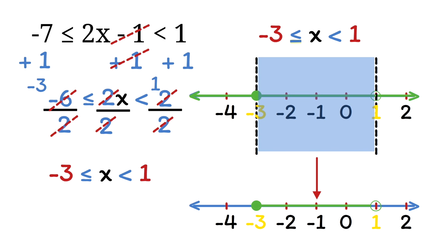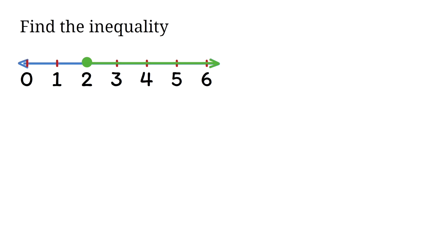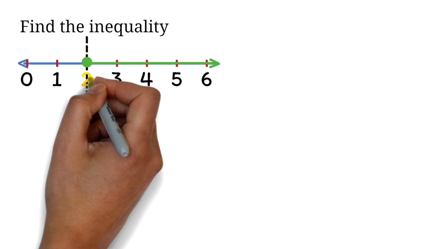Now let's take a look at an example where we find the inequality from a graph on the number line. Find the inequality shown by the graph on the number line. To solve this, we first identify the number which starts the inequality on the number line. In our case, it's the 2.